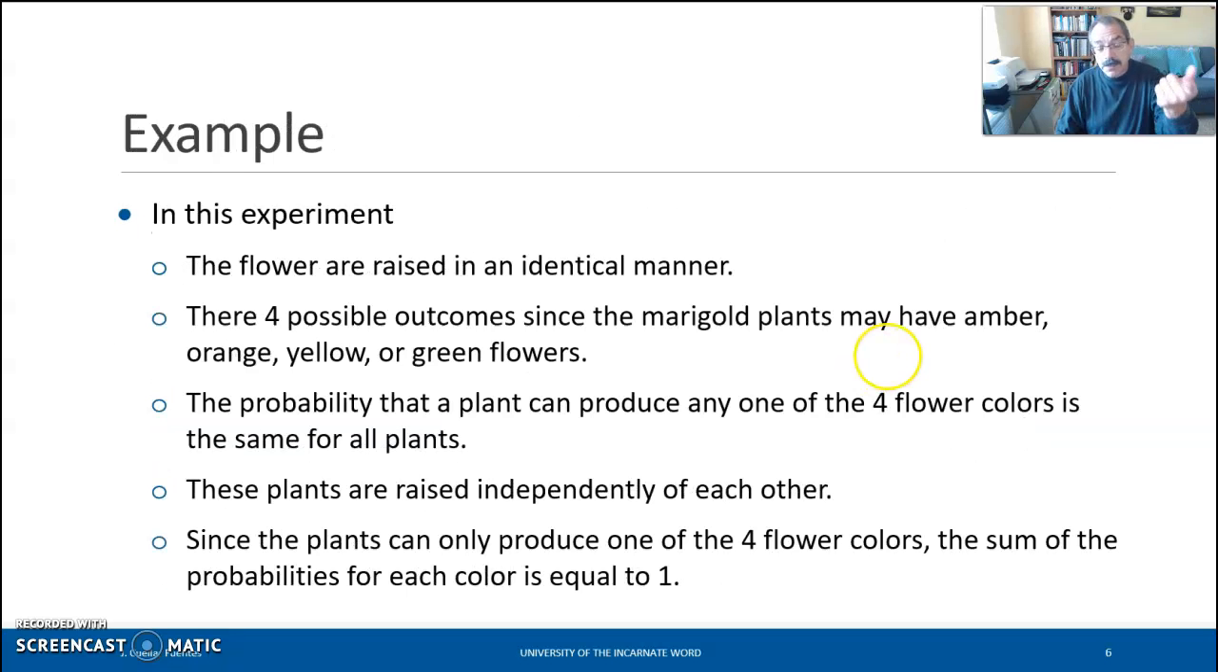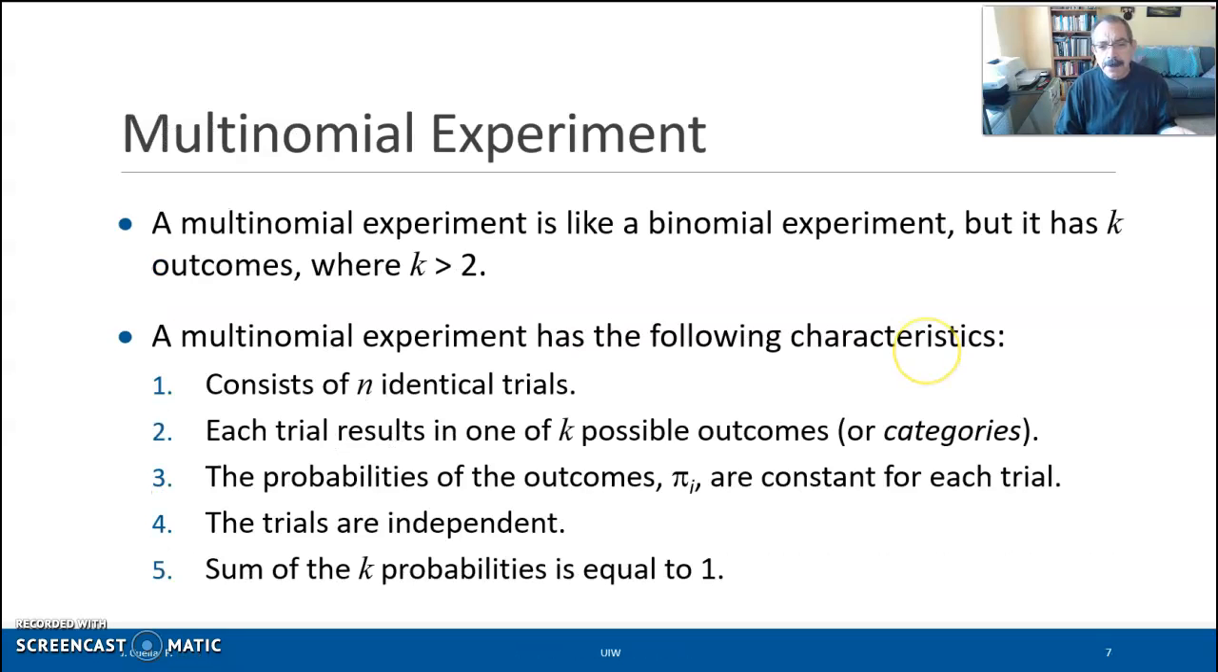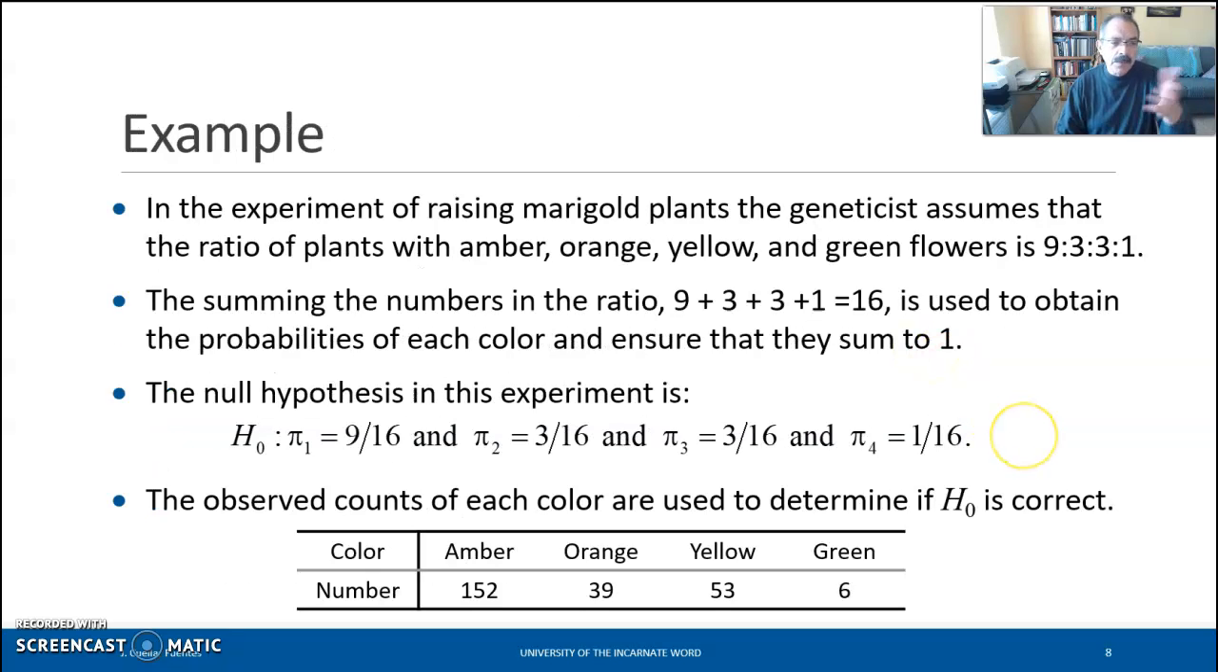So if you look at the description of the experiment of the marigold flowers, we have exactly a multinomial experiment. In the experiment of raising the marigold plants, the geneticist assumes that the ratio of plants with amber, orange, yellow, and green flowers is 9 to 3 to 3 to 1. To determine the probabilities, we sum these numbers, 9 plus 3 plus 3 plus 1, and you see that is 16. We then divide 9 by 16, 3 by 16, 3 by 16, and 1 by 16, so that those probabilities sum to 1.